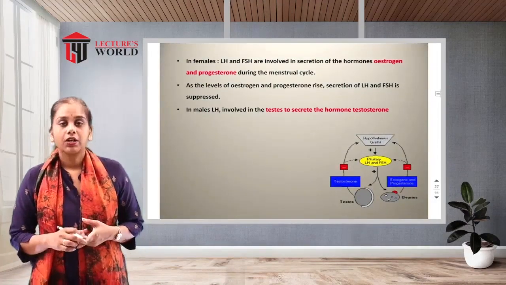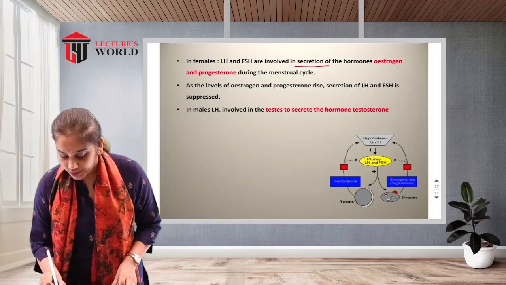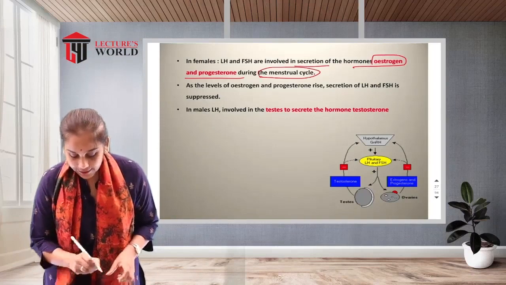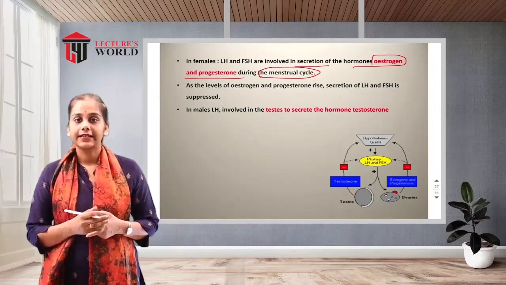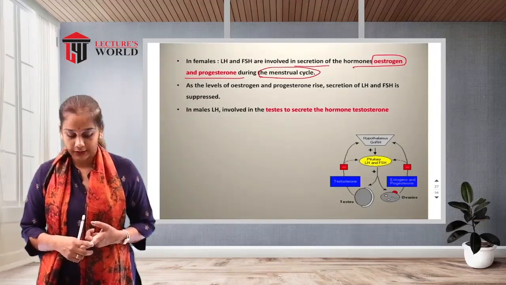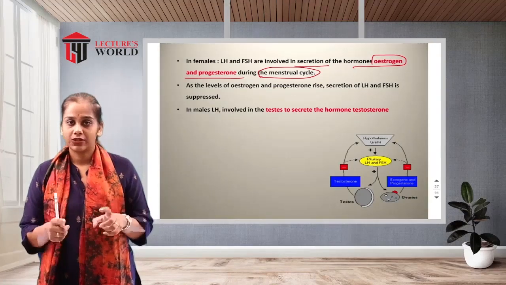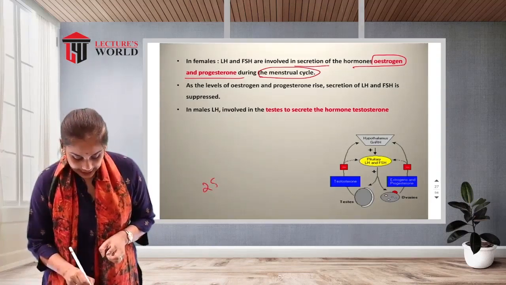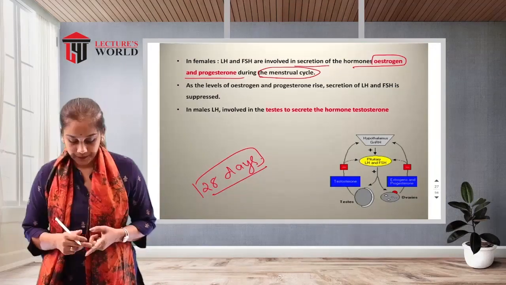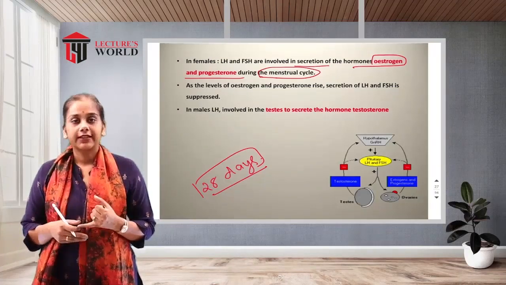Then in females, luteinizing hormone and follicle stimulating hormone are involved in the secretion of hormones like estrogen and progesterone during the menstrual cycle. Both these hormones, estrogen as well as progesterone, maintain the menstrual cycle. What is the menstrual cycle? That is a 28 day cycle. So both hormones are involved in the secretion of estrogen and progesterone.